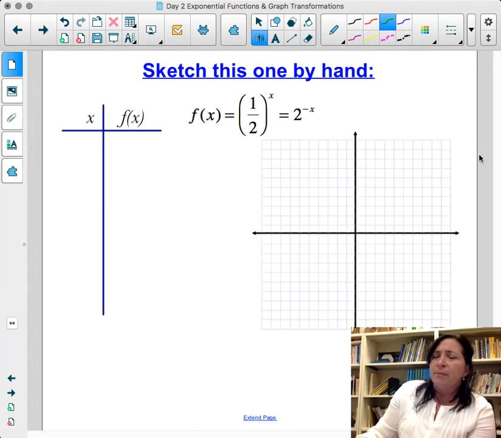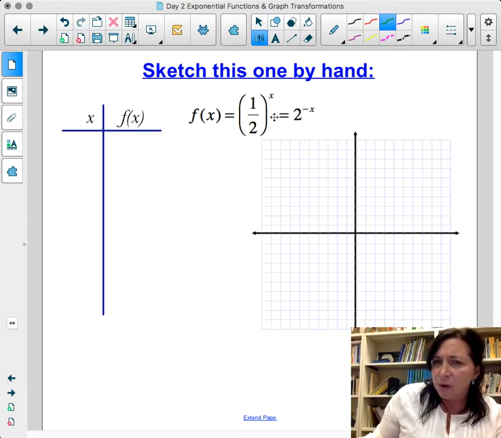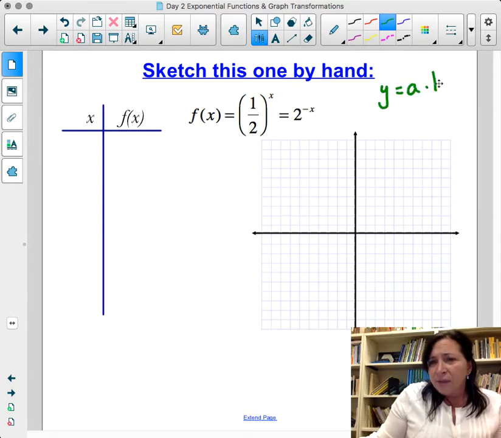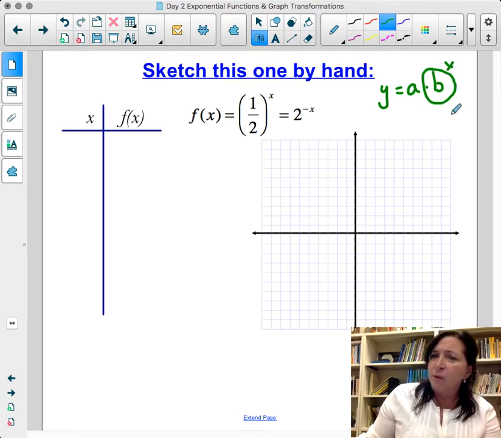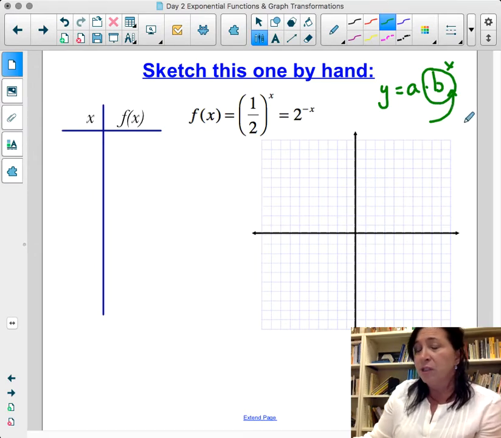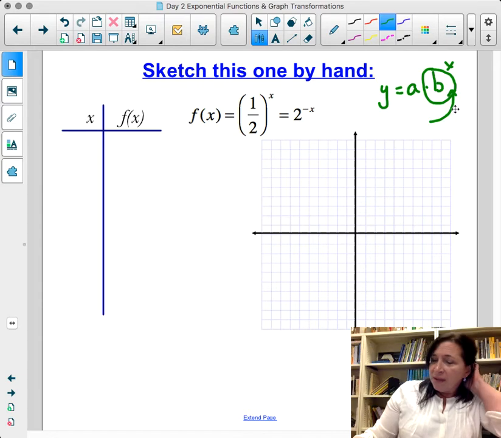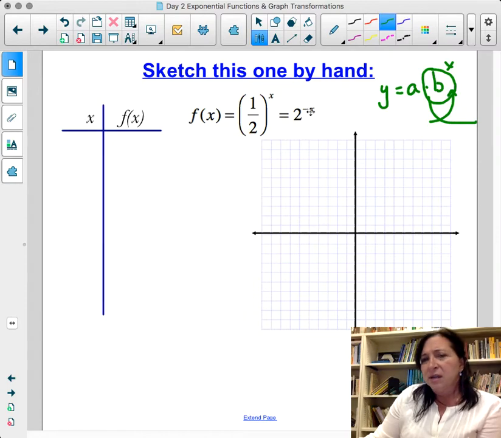So let's try plotting this one, which is a little bit different. This is 1/2 to the x power. Now, again, we talked about this with our y equals a times b to the x power. If this value b is a positive whole number, that means my graph is a growth, so it's going to go up. But if this value is a fraction, which basically means it's less than 1 but greater than 0, it's going to be a decay, which means that my graph should go down instead. So let's graph this and see exactly what it does.